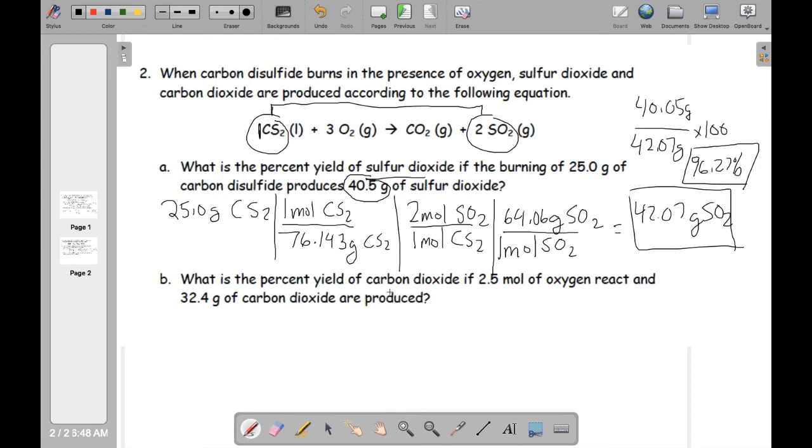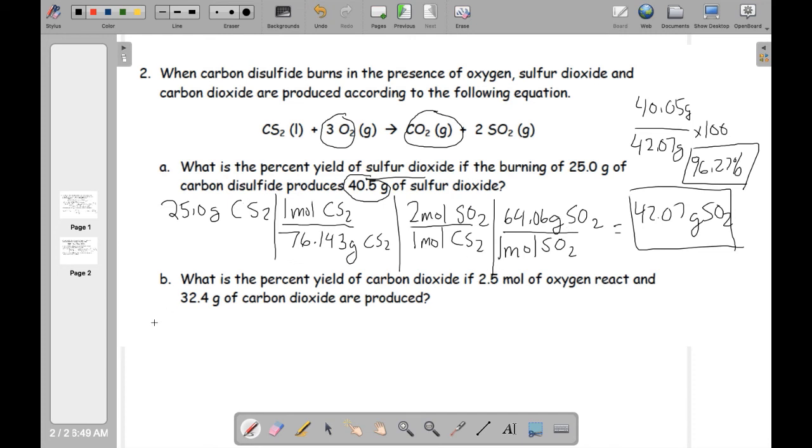What is the percent yield of carbon dioxide? So they're giving us a different part of this equation. The percent yield of carbon dioxide, if 2.5 moles of oxygen react and 32.4 grams of carbon dioxide are produced. Now, instead of giving us grams right here, they're giving us moles. Actually, this is a basic stoichiometry problem. Instead of grams to grams, it's going to be moles to grams.